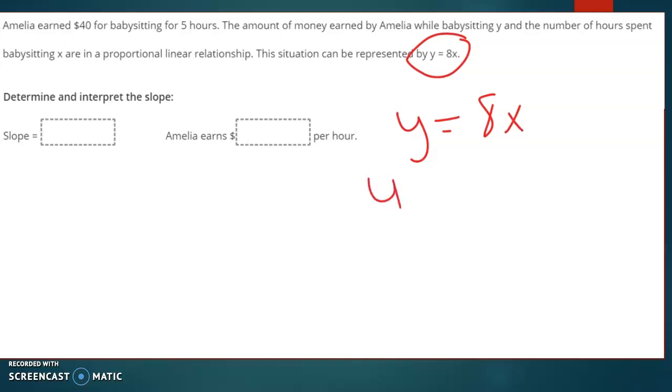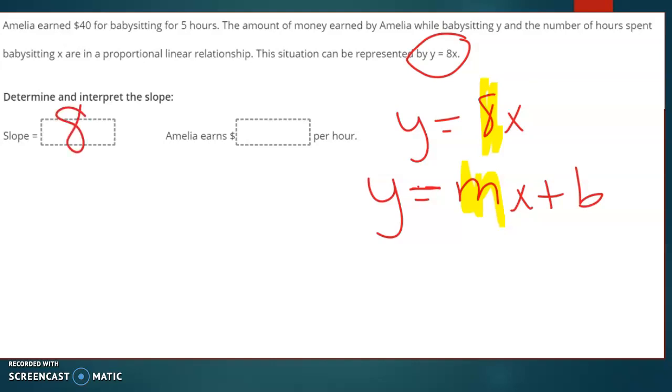If you're familiar with the slope-intercept formula, y equals mx plus b, m is always the slope. So this is where the m is. So your slope could be 8, not 80, 8.